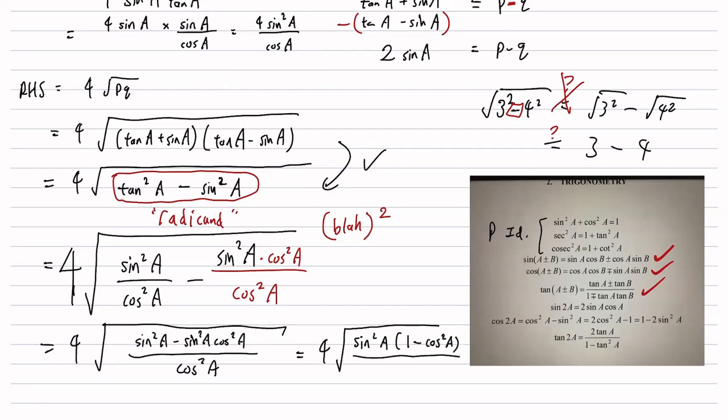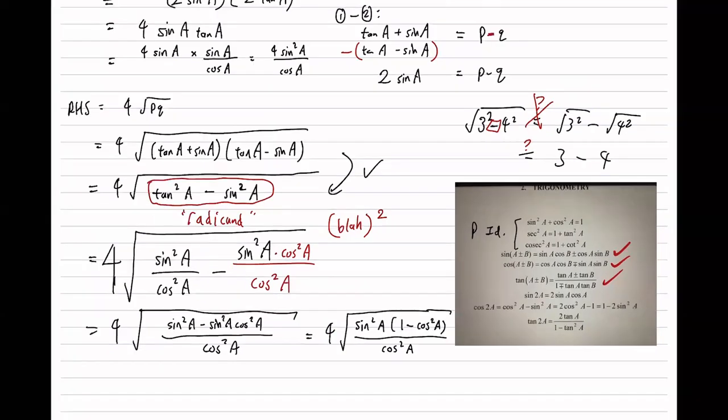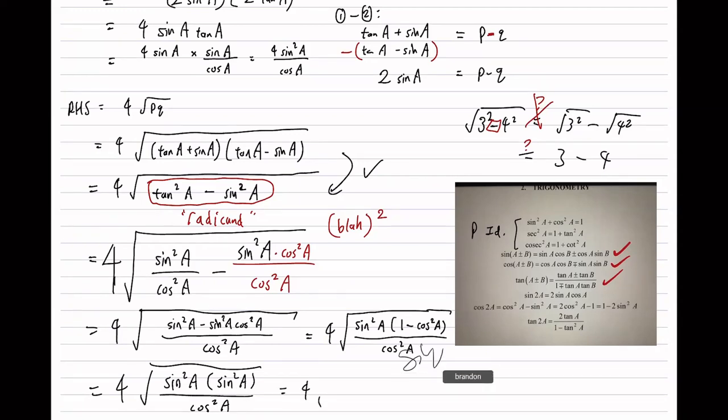Then what happens? You get tangent. The tangent has to go back. The 1 minus cosine square A becomes sine square A. Of course. Just show the step-by-step procedure. Sine square A, then the 1 minus cos square becomes sine square A over cosine square A. You get sine to the power of 4A over cosine square A.